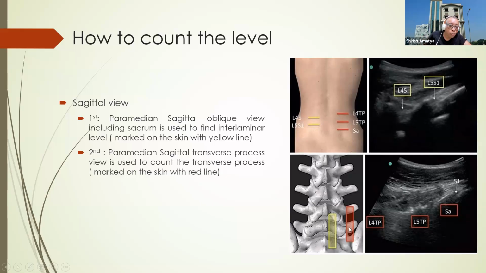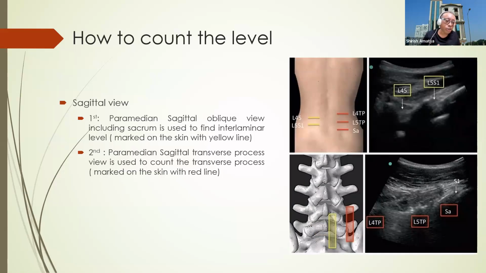Another is to go more laterally at the level of the transverse process, and we put the probe in the sagittal view just over the transverse process, and you can easily see finger-like projections. The lowermost finger-like projection is the sacral ala, and above it is the lumbar 5 transverse process, and above it is the lumbar 4 transverse process. So this is how we can count the level of the lumbar vertebra which needs to be blocked.